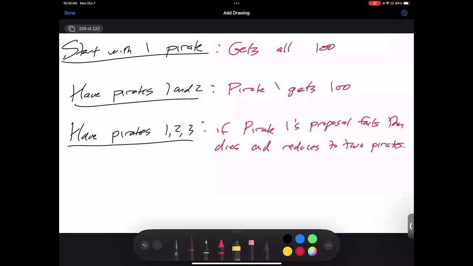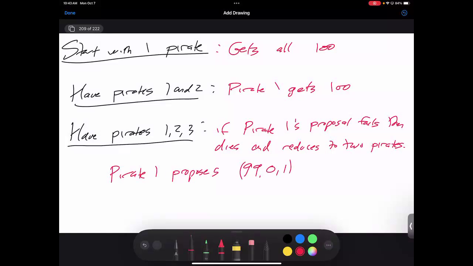So this is a great way to solve this problem: we know that if Pirate 1's plan fails, we reduce to the previous problem. What should Pirate 1 propose? I can see ways it goes. There you go. Okay, I think maybe like 99, 0, and 1. They could go different. Okay, Pirate 1 proposes 99, 0, 1.